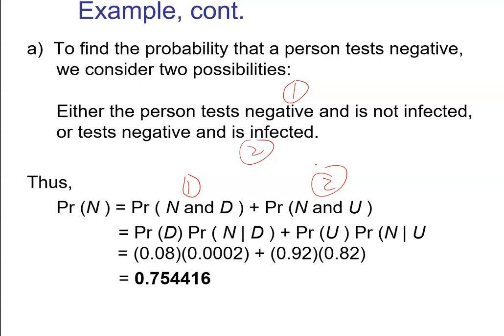So the test negative and is not infected, probability of N given D, and the test negative and is infected, probability of N and U. So again, by our conditional probabilities, that'd be the probability of D times the probability of N given D. So probability of D is 0.08. Probability of N given D is 0.0002. Plus probability of U times the probability of N given U.